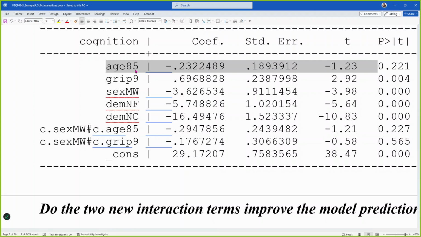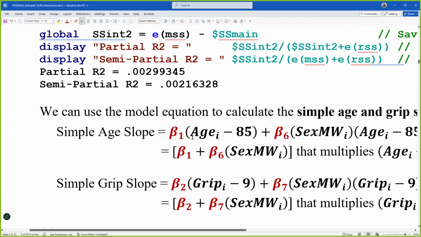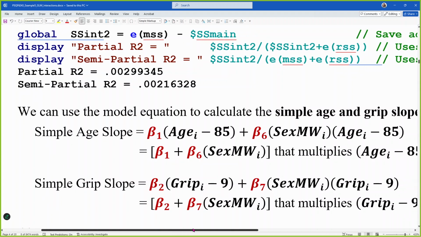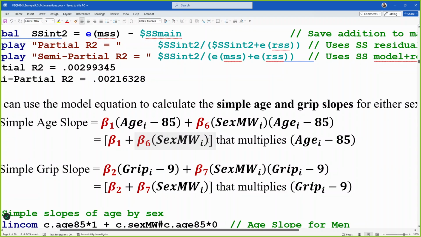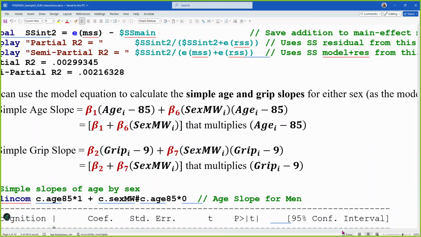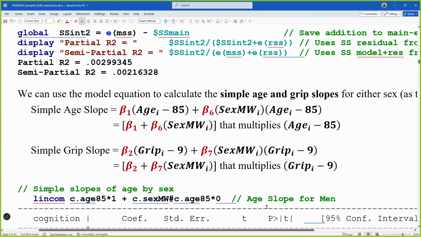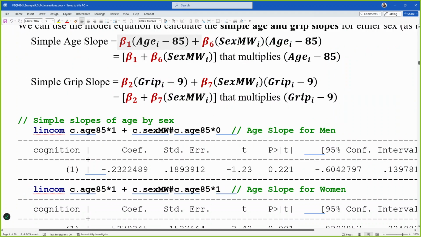Does age matter in men? Not according to this. Does age matter in women? We don't know yet. But we can ask for that. So down here then, I have the logic by which we can ask for the simple slopes of age and grip for either sex. So we start by identifying everything in the equation that has the term we care about, in this case it's age. We factor out the variable the slope is for, stick that behind, and what's left are the ingredients.